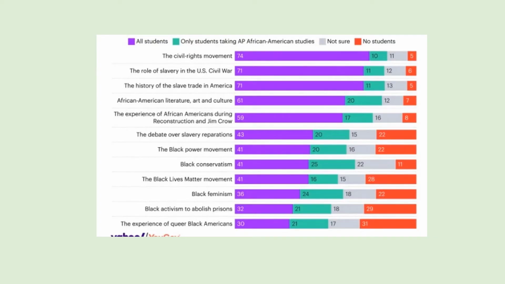I've included this slide here because this slide is a survey result of the AP African American Studies course, and what, according to this survey, people felt comfortable and uncomfortable with teaching. They're comfortable with the civil rights movement being taught, but as you talk about more things, black conservatism, black feminism, and things like intersectionality, support for teaching these ideas and these historical facts become less supported.